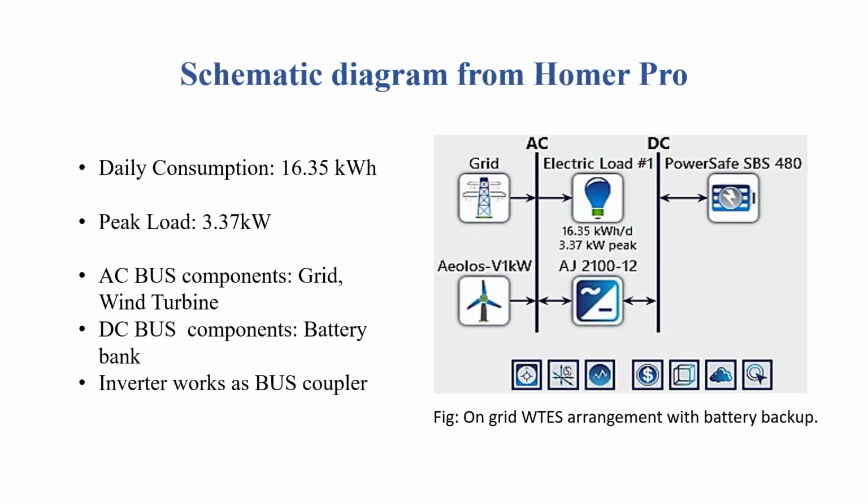This is the schematic diagram of our system from Homer Pro. The selected house has a daily consumption of 16.35 kilowatt hour with a peak load of 3.37 kilowatt hour. From the diagram, we can see the system has one AC bus and one DC bus. The grid and the wind turbine are connected to the AC bus and the battery to the DC bus. And the inverter is connected with both AC and DC bus, which also acts as a bus coupler.